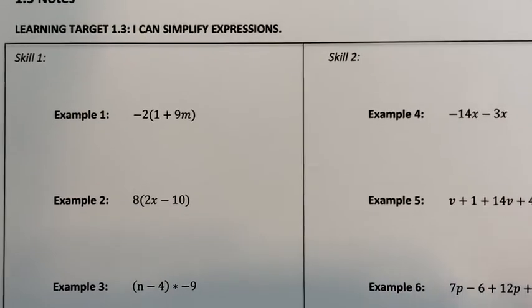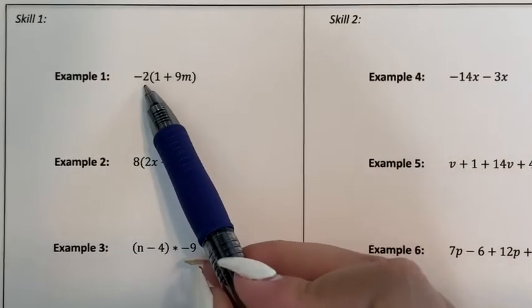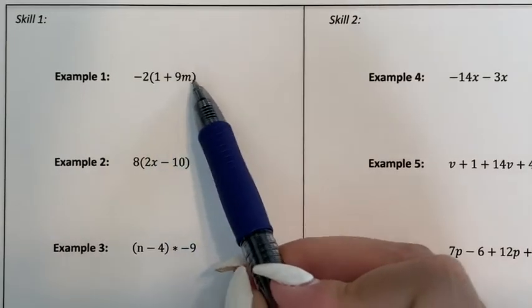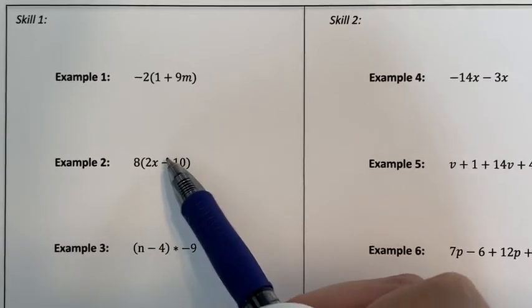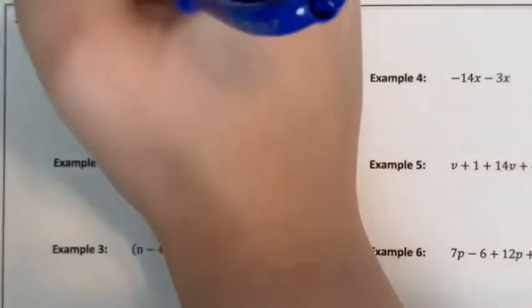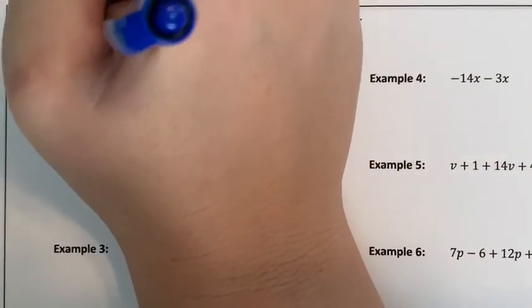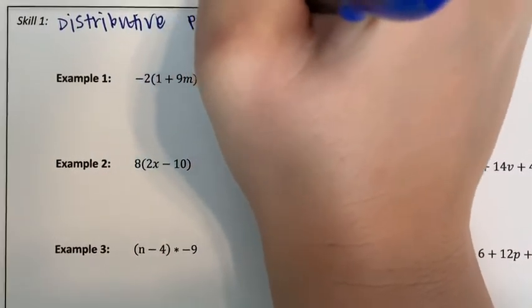So the first skill, skill number one. If we look at these three examples here, we see that we have a number times parentheses with some stuff inside the parentheses. Even in example 3, the number is just on the right side of the parentheses, but I still have a number times parentheses with some stuff inside. Anytime you see a number right next to parentheses or being multiplied by parentheses, it is a skill called distributive property.